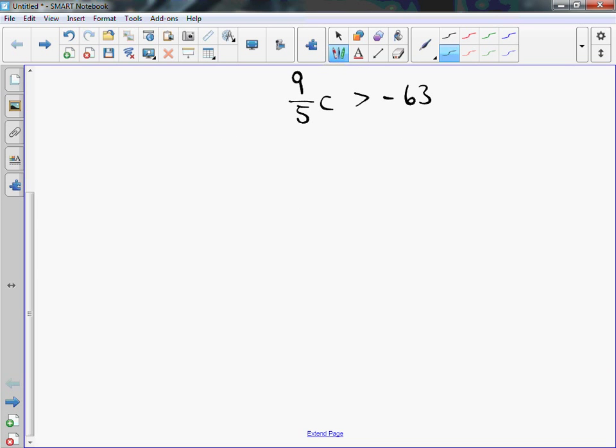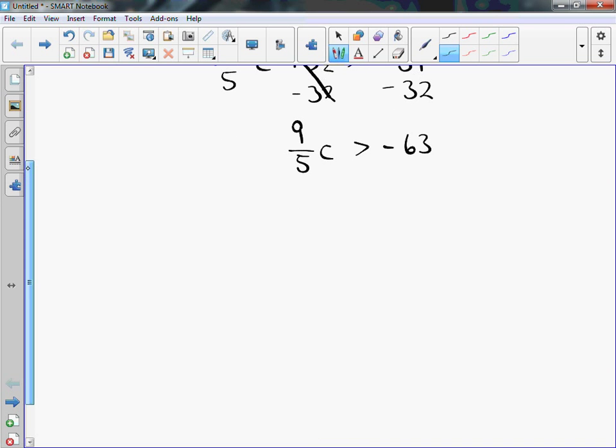Okay? Now we have 9/5 c is greater than negative 63. There's two options here. We can talk about dividing both sides by 9/5. Okay? And that's not necessarily the one that I like. It's just a little bit harder. So I like to multiply by its reciprocal, 5/9. And we'll change this into a fraction. 5/9. Okay? Makes this look a little bit nicer.